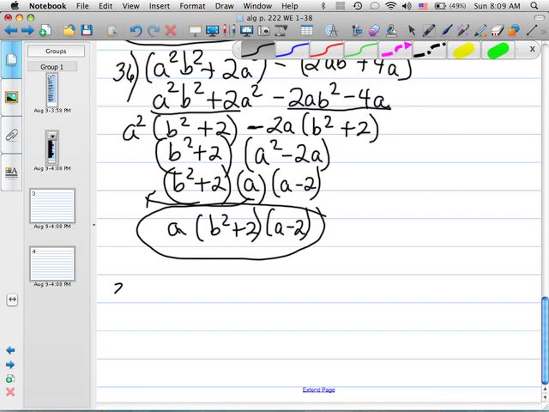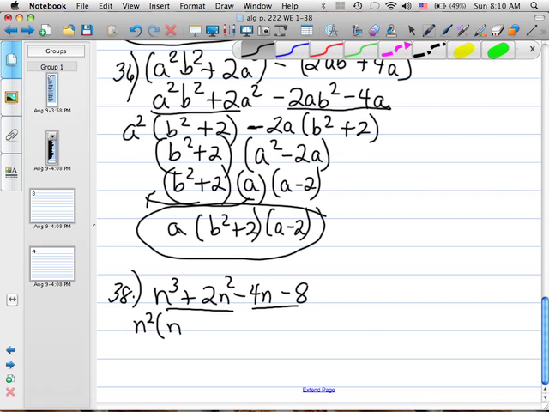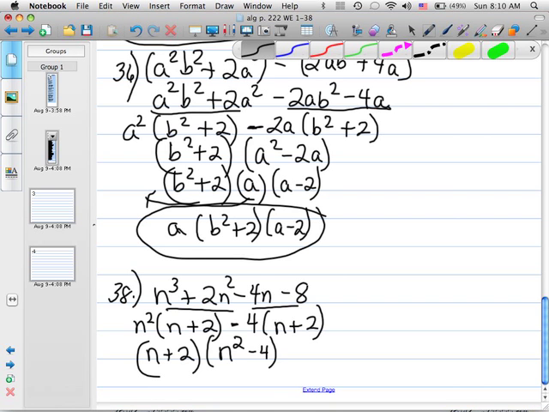And the last one, 38. We have n cubed plus 2n squared minus 4n minus 8. Grouping, take out an n squared from the first pair, and we have n plus 2. The signs are opposite, positive, positive, negative, negative. Take out a negative 4, and we should have n plus 2. And we do. We can check it's negative 4n minus 8. So our common factor is n plus 2, and it was used first with n squared minus 4.